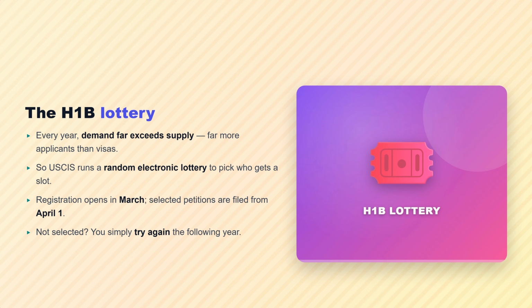Now let us understand the H-1B lottery, because this surprises a lot of people. Every year, far more people apply than there are visas available. So USCIS runs a random electronic lottery to decide who gets a slot. Registration opens in March, and the selected petitions are filed starting April 1st. If you are not selected this year, do not worry. You simply try again the next year. It is partly skill and partly luck.